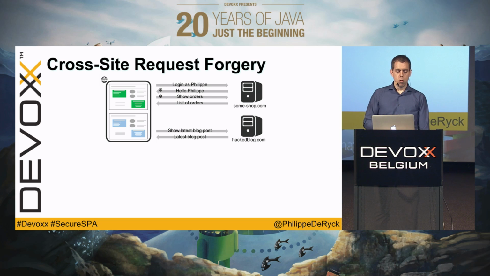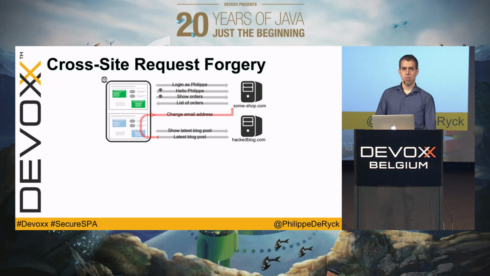However, in the background, the blue page requests, for example, to load an image from someshop.com. But the image, instead of pointing to a PNG file, points to an API call to change an email address. For example, change email.php with the email address of the attacker in the parameter. And the shop doesn't really think about this. It had no idea that this would happen, because who would call this from another domain? It doesn't make sense. But the problem here is that the browser happily attaches your cookie to this request because it thinks this is going to someshop.com.